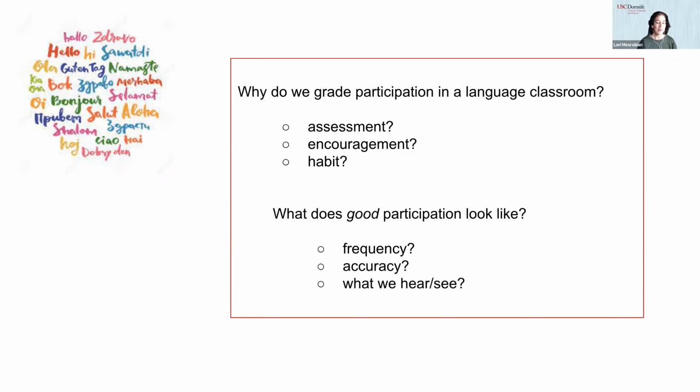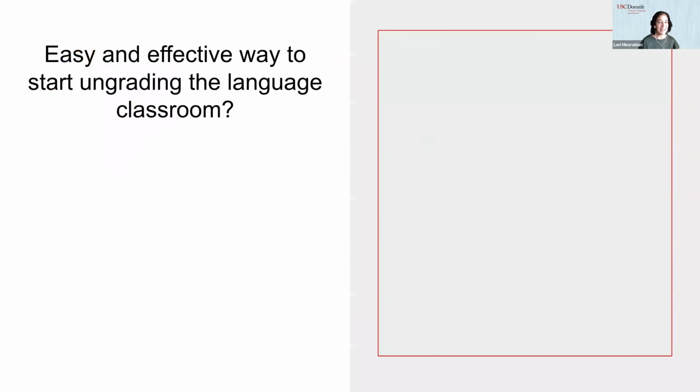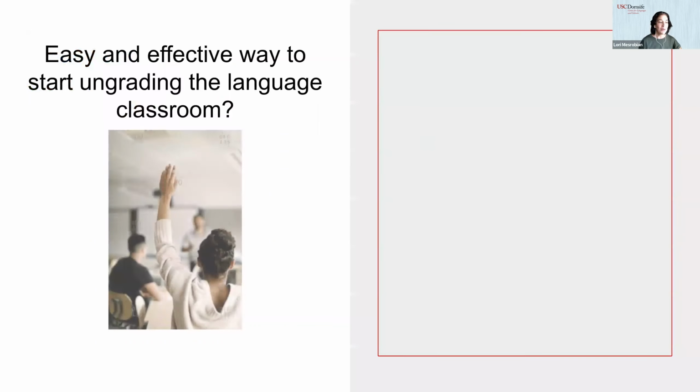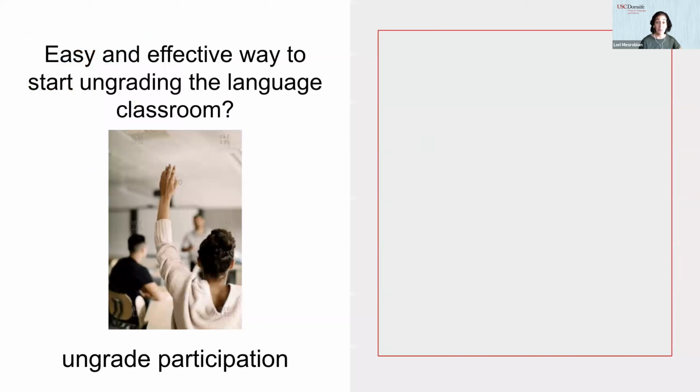Grading participation often rewards students who are the loudest or who have the biggest personalities. And inevitably, it penalizes students who, for a multitude of reasons, aren't comfortable or are unable to engage in the ways that as language teachers we have typically expected. So if you are looking for an easy and effective way to start ungrading in the language classroom, you can start by ungrading participation. Now, what does that look like?